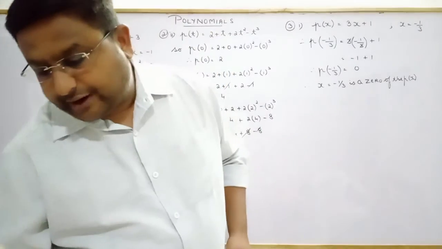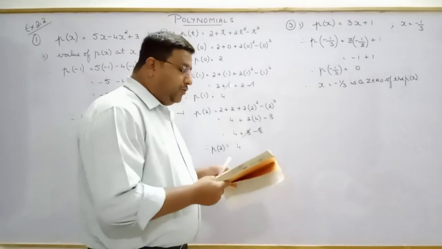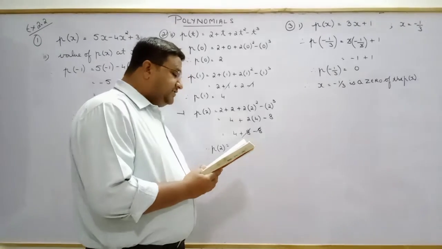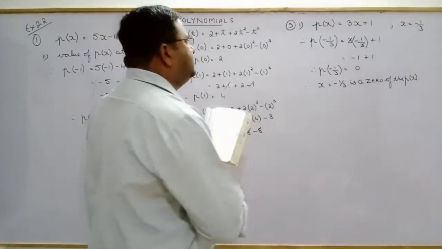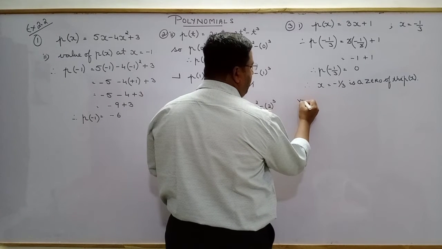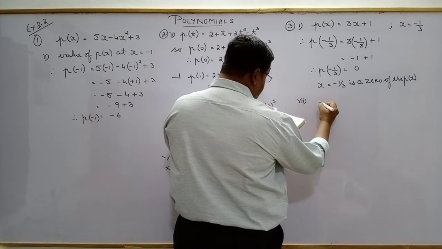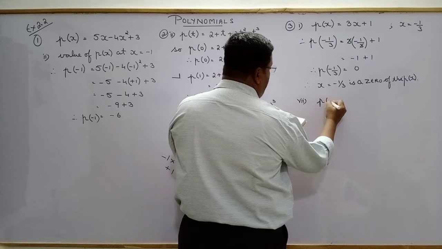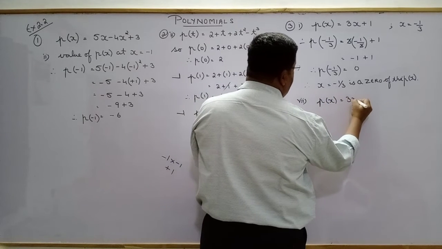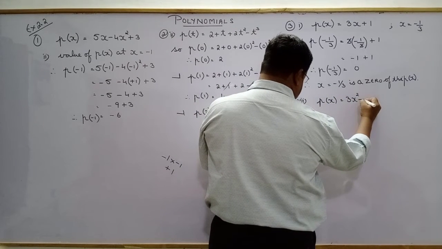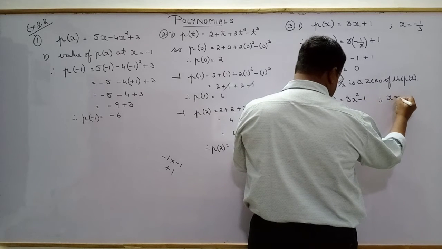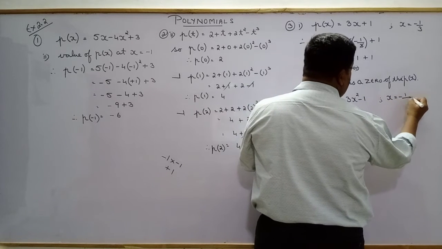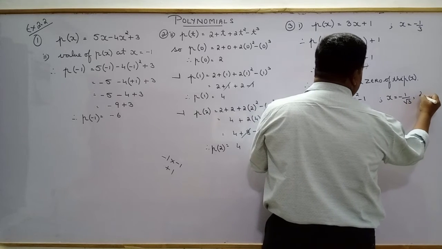If we talk about the rest of the parts, they are the same. You can try it out. If I say the seventh part, you find there is a radical. Let us try that. Third question, seventh part. The polynomial given to us is P of x equals 3x square minus 1. And the values of x are given to us as minus 1 by root 3 and 2 by root 3.